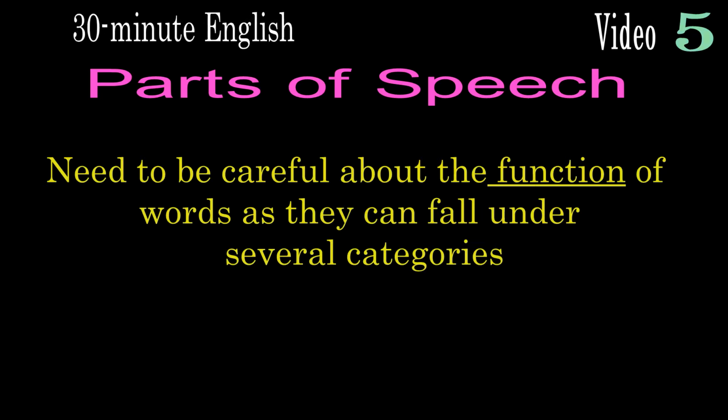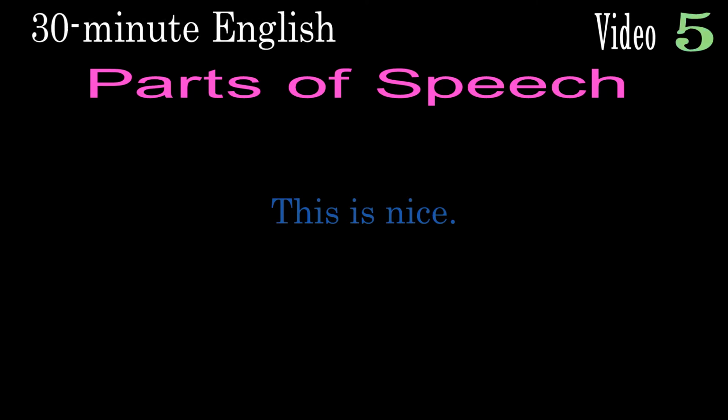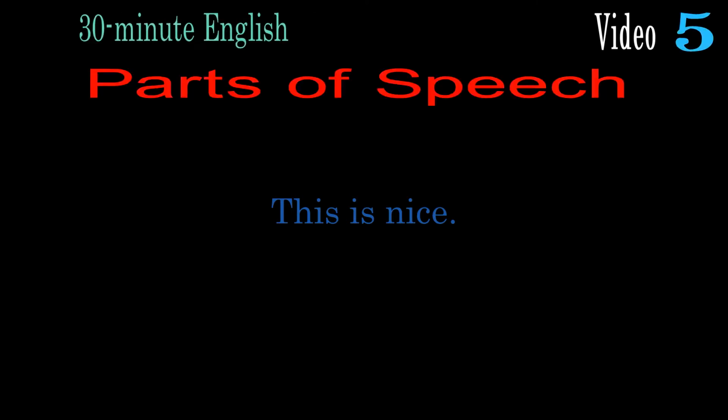For example, look at this sentence. This is nice. In this sentence, the word this is not a determiner. It's a pronoun, and we call that a demonstrative pronoun rather than a determiner. As there is a large number of pronouns, we will talk about them further in our dedicated sessions allocated for pronouns.